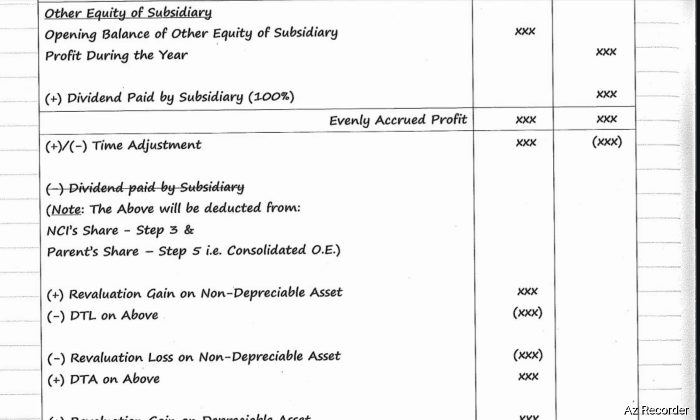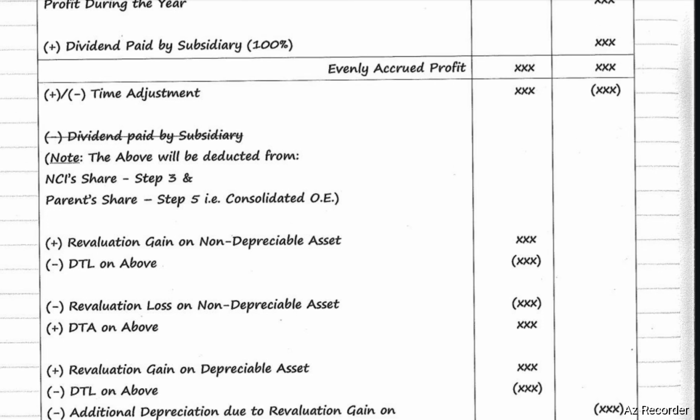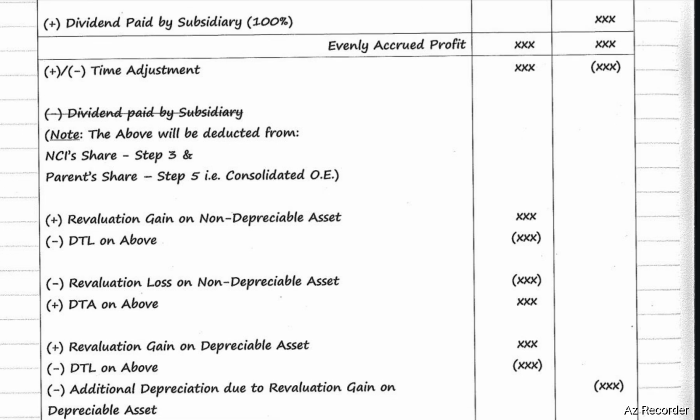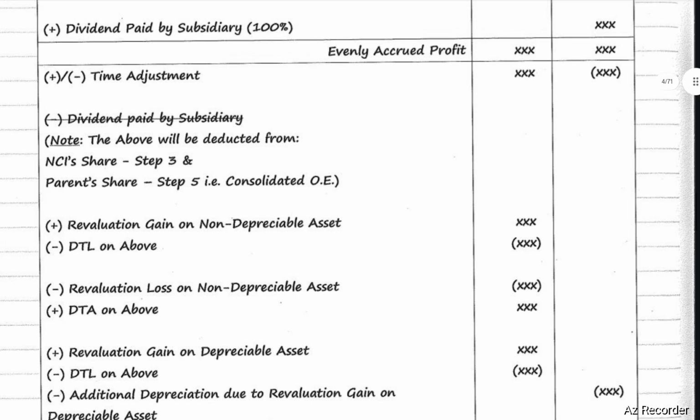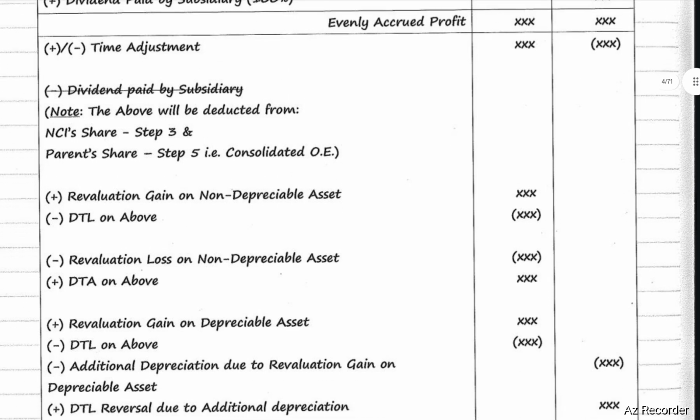It will be considered under pre-acquisition profit column, minus deferred tax liability on revaluation gain on non-depreciable asset. Minus revaluation loss on non-depreciable asset. It will be deducted. It will be considered under pre-acquisition profit column. Add deferred tax asset on above.